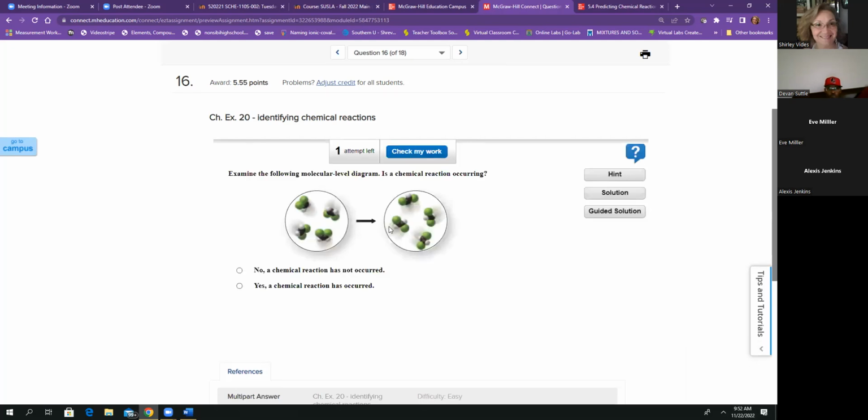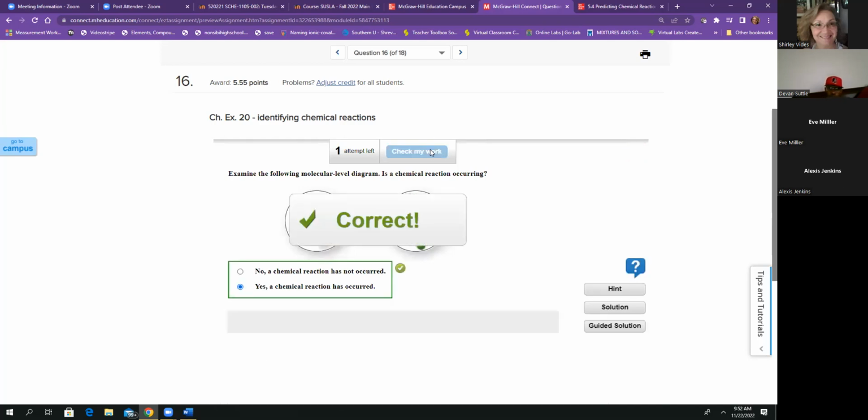So is that a chemical reaction? Yes. Oh, this is the one that I was telling you. It doesn't look like one, but if you notice the green things switch places. So yes, that is a chemical reaction. See?